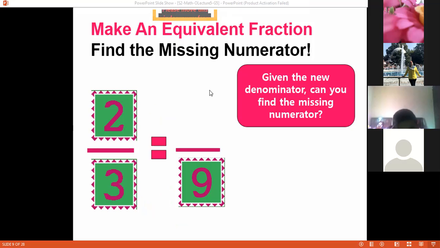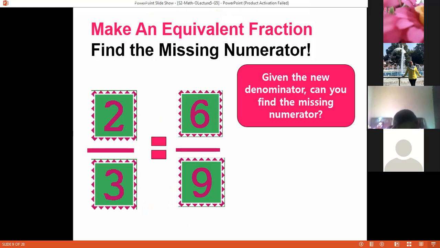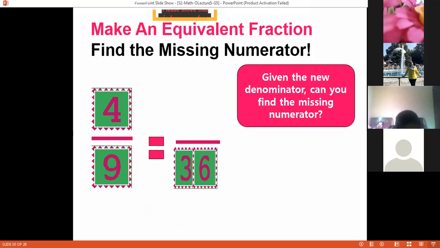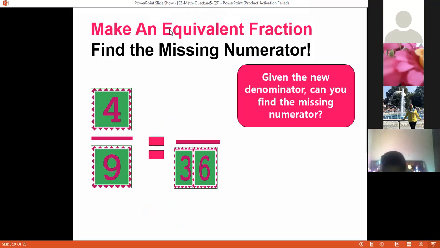So did you see how you think? You ask yourself, how did the 3 become 9? We multiplied it by 3. So 2 times 3 is 6. So we multiply the numerator and the denominator by 3. Yalla, I'm going to pick you to answer the rest. Yalla Hala, I'm going to start with you.